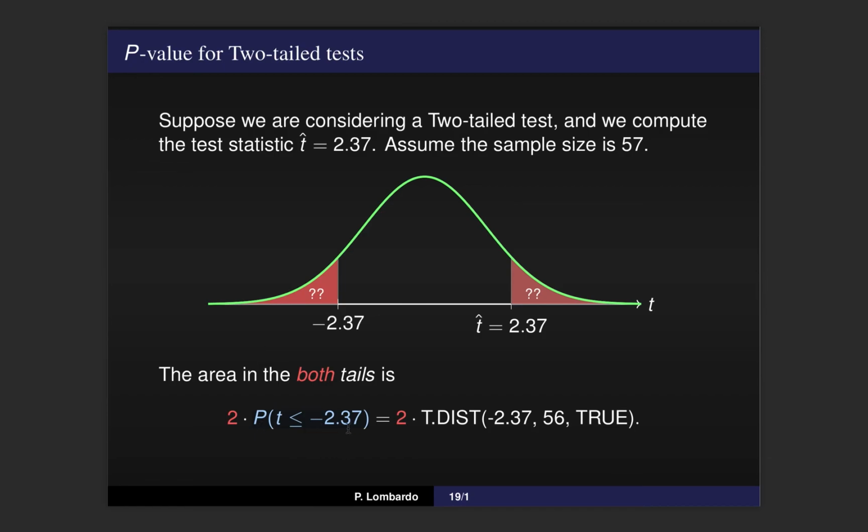That's already cumulative, t less than or equal to negative 2.37, and then double that. So in Excel, we can just do 2 times t.dist(negative 2.37, 56, true), where 56 is our degrees of freedom. And finally, our cumulative argument is always set to true. So this is how we would work with two-tailed, left-tailed, and right-tailed tests.